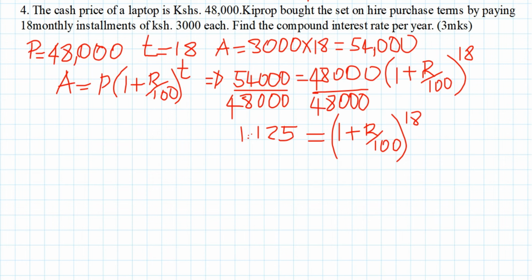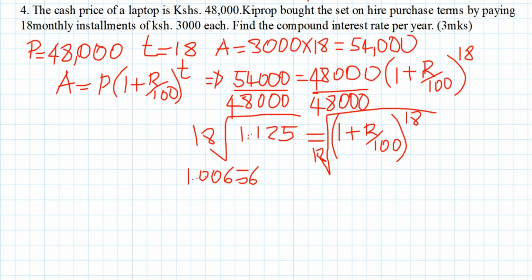And so at this point, in order to get the value of R, we find the 18th root on both sides, like that. And when we find the 18th root of 1.125, this is going to be equivalent to 1.006565. And this is what is going to be equivalent to 1 plus R all over 100.